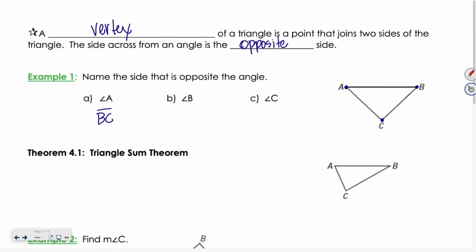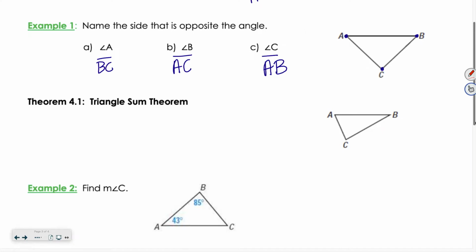Okay, what's opposite angle B? AC. And opposite C? AB. Okay, and that's going to be more important in a minute. Order of the letters does not matter.